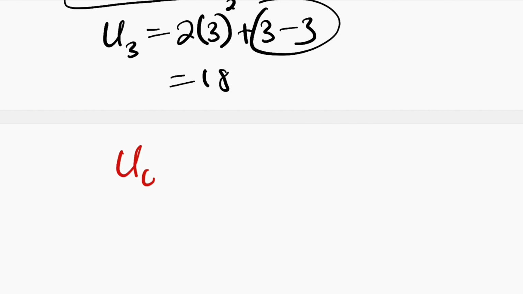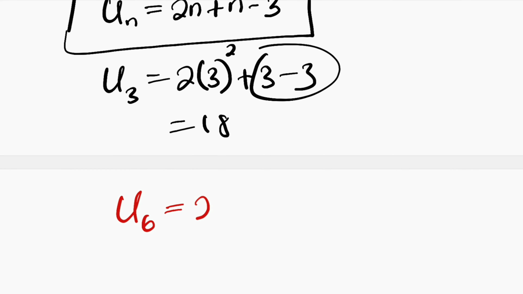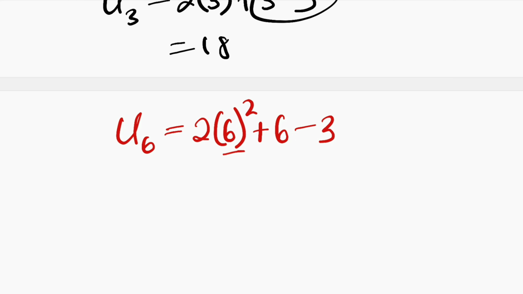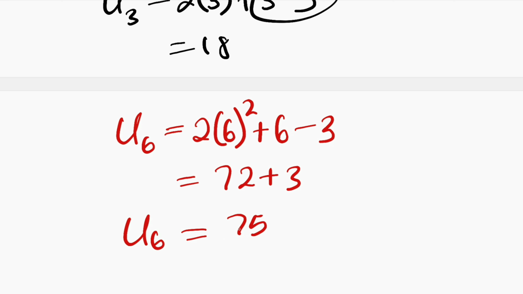So now let us go ahead and find what we are looking for. We are looking for the 6th term. And the 6th term will be equal to what? A, which is 2, times n, which is 6, squared, plus n again, which is 6, then minus 3. 6 squared is 36, right? And 36 times 2 is 72. This is 72 plus this is 3, right? Oh, I'm supposed to take them all at once. This is 75. Therefore, the sixth term is equal to 75.